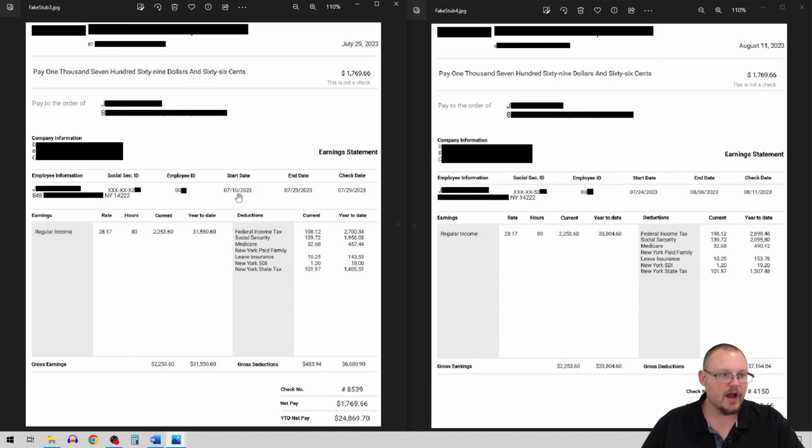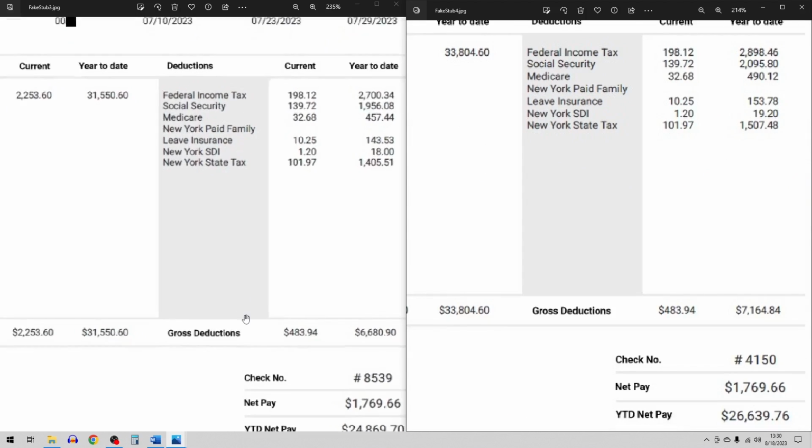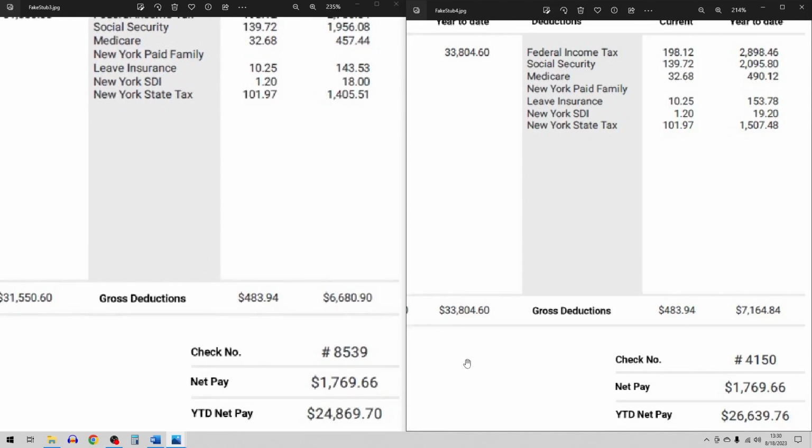The one thing that I really noticed that was kind of the straw for me that indicated to me that this is probably going to be a fake pay stub. I'm going to go ahead and turn my webcam window off here for just a second. And you can see the check numbers down here at the bottom. So these are the checks that were supposedly issued to this individual.